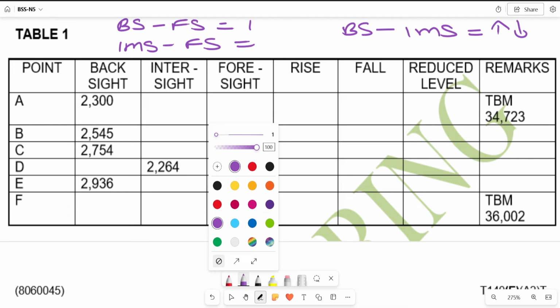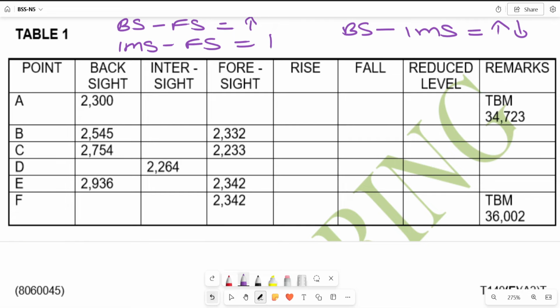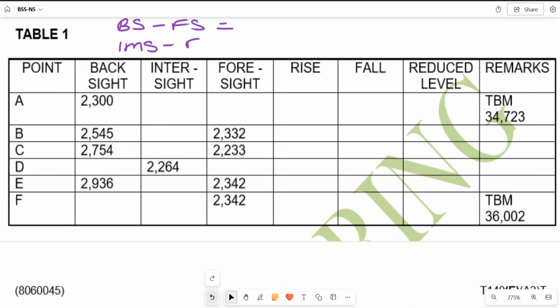So if your answer is positive, it's a rise. If your answer is negative, it is a fall, right? Backside minus foresight, like that, easy. Backside minus foresight, backside minus intermediate side, or you can say intermediate side minus foresight. That's all you need. Now let's see how many marks we can collect.